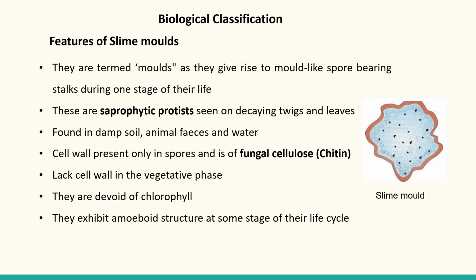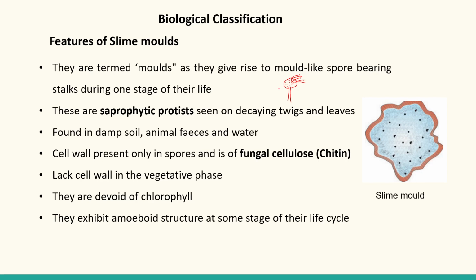Okay, so the next protist is slime molds. They are termed molds as they give rise to a mold-like spore-bearing stalk. At the time of reproduction, they form fruiting bodies. The fruiting bodies bear a stalk and a sporangium-bearing structure. In this, lots of spores are present, and when it bursts out, these spores are dispersed in nature.